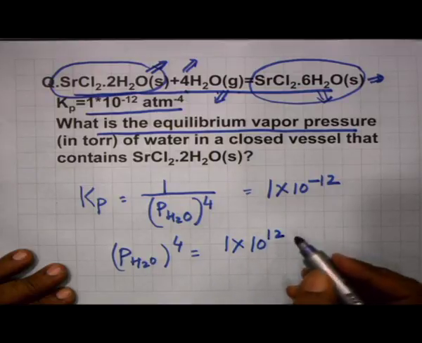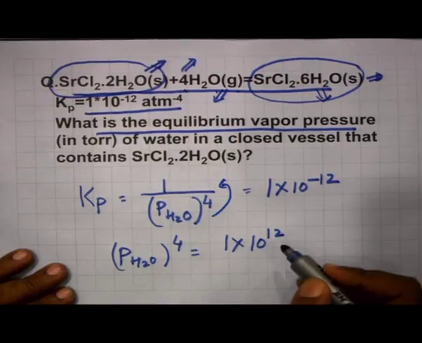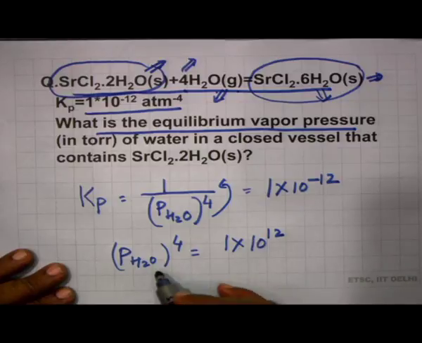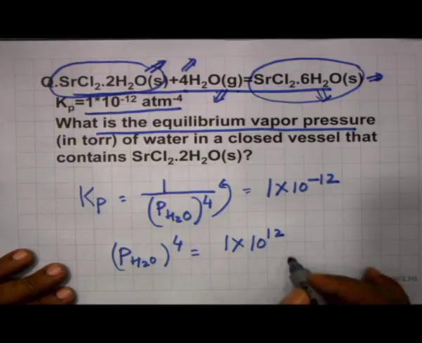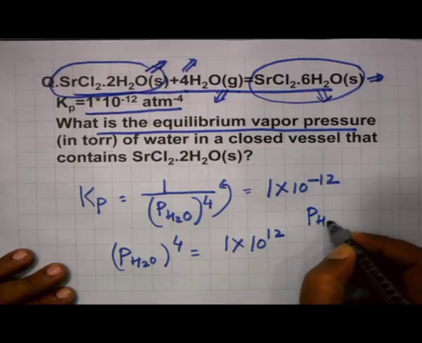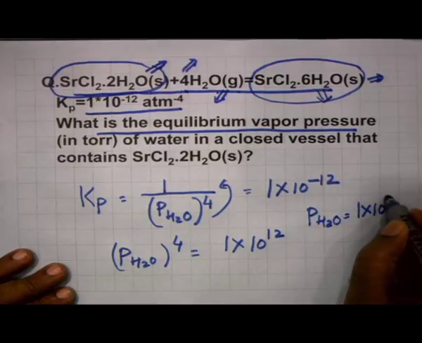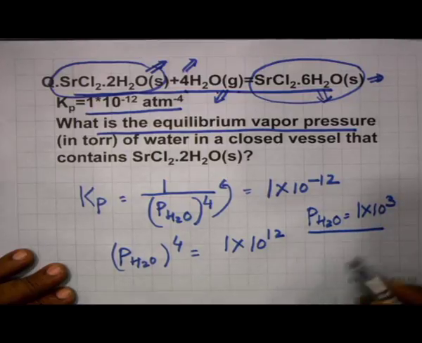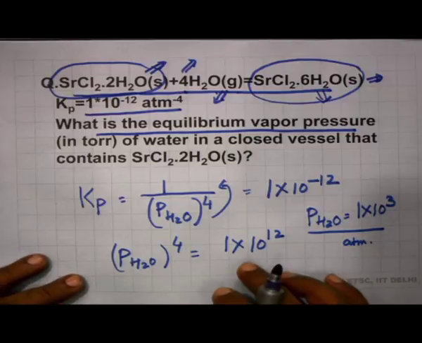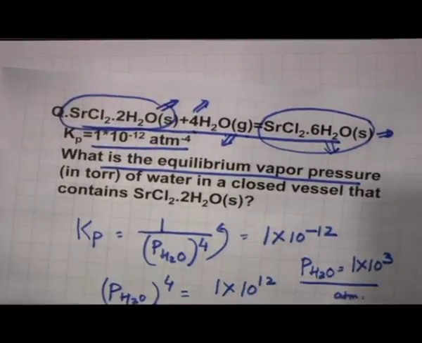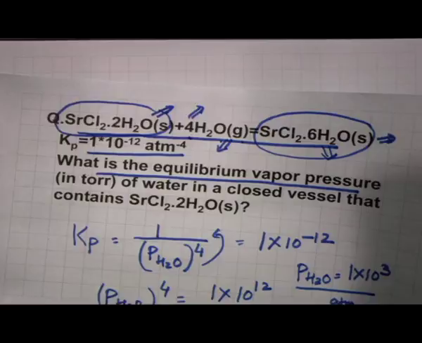Okay, I just did it this way. So you can simply write this, and then you will be able to calculate PH2O, which is nothing but 1 into 10 to the power minus 3 atmosphere. So you will be able to calculate equilibrium vapor pressure in this case if Kp is given.